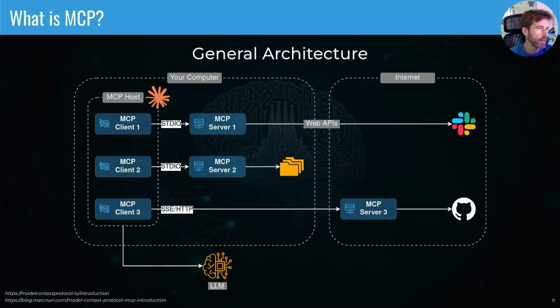Maybe you also have another MCP server, let's call this MCP server 2, that's also running on your computer. And in this case, it's used to manage local resources, maybe files or a database or whatever. And finally, you have maybe MCP server 3.